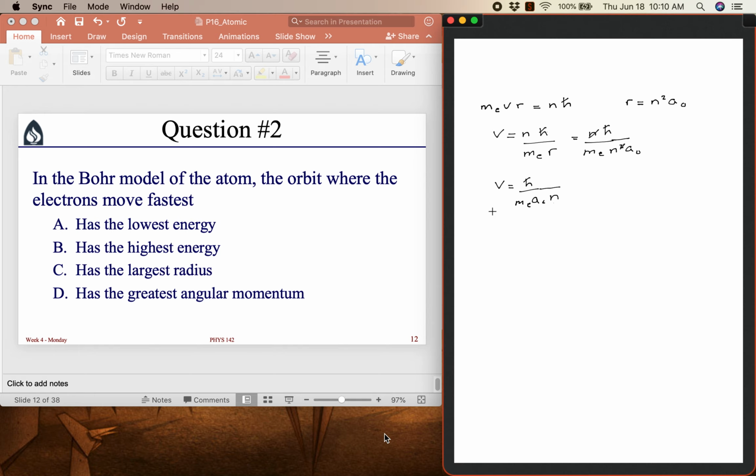And another way of thinking about this is if you think about the electrons as being like planets, it's the planet that's closest to the sun that also moves with the greatest velocity. So we would want to pick the orbit where the electrons have the lowest energy.